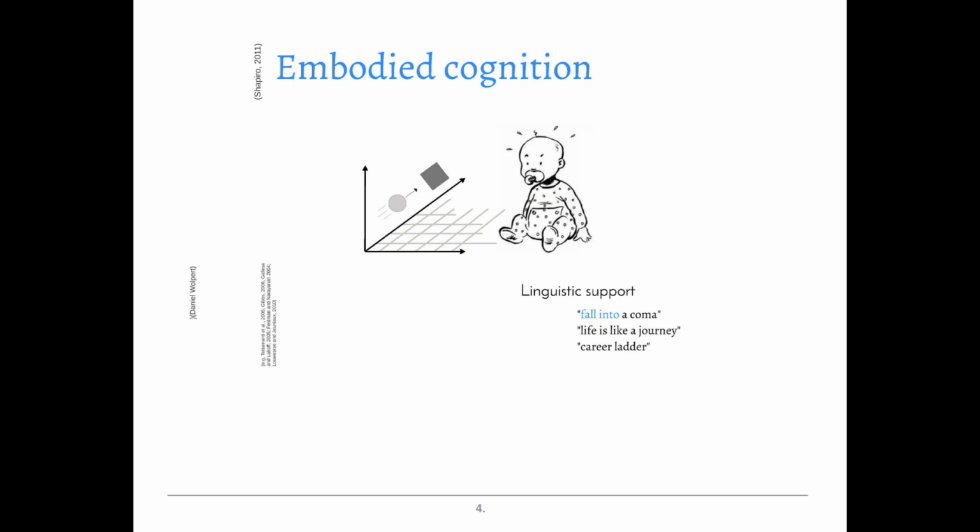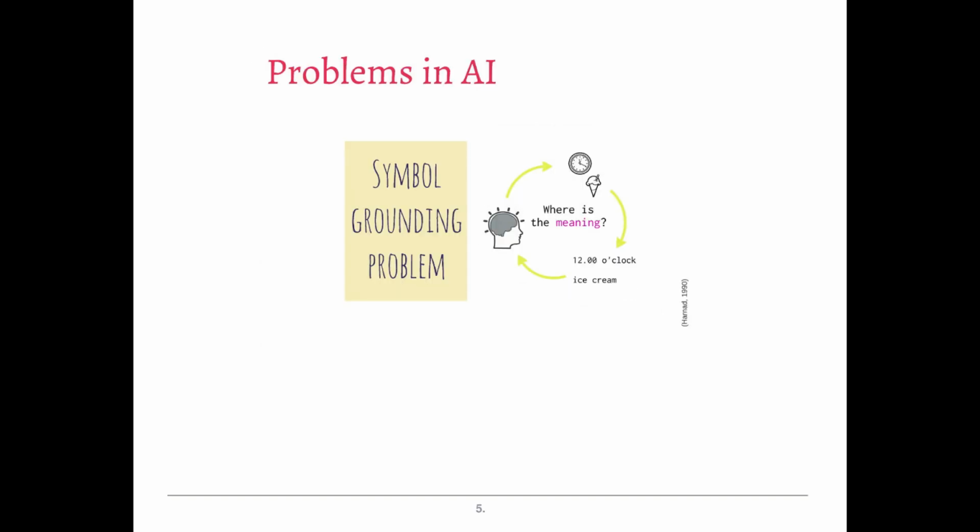And then you can take this through many different areas of just how we conceptualize things and how we verbalize different concepts, like a career ladder and things like this, where we have this very clear vertical hierarchy in terms of how we perceive things.